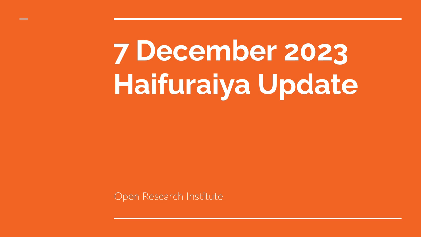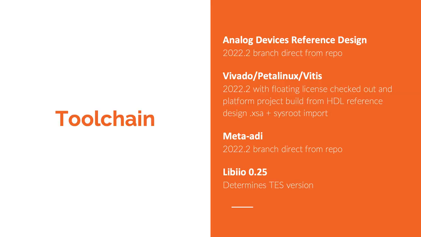So there's a pretty big step forward in terms of the tool chain and our understanding of how to use all the things that are available to us. What's working right now in the lab for the ZC706 and the ADRV9009, that's the combination of development tools or hardware that we have for HiFiRAIA.